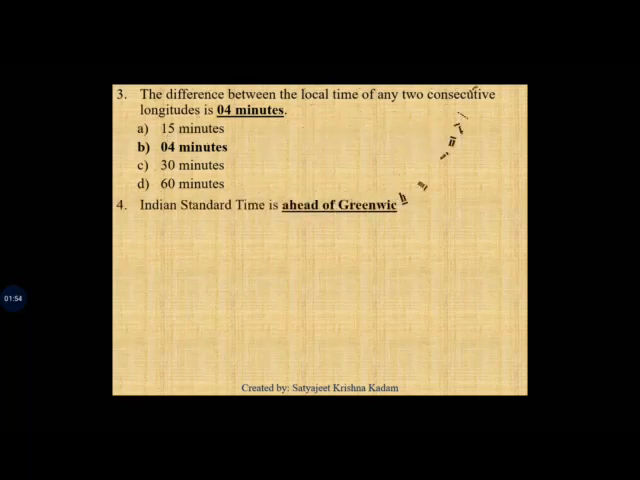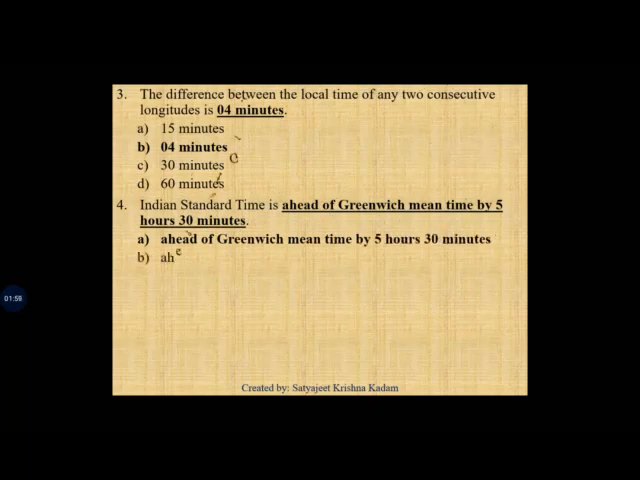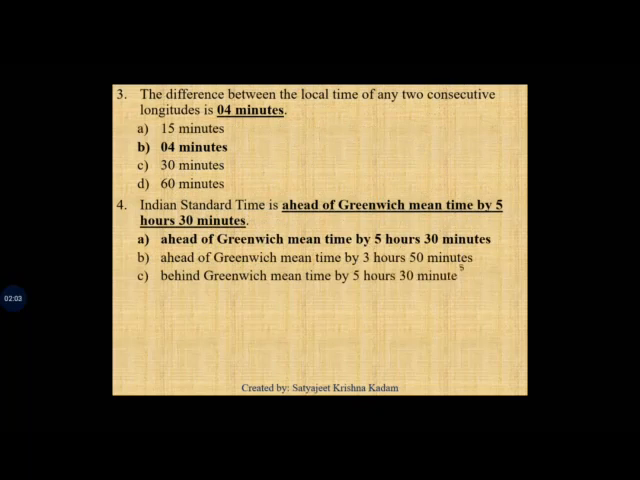Next, Indian Standard Time is dash. A. Ahead of Greenwich Mean Time by 5 hours 30 minutes. B. Ahead of Greenwich Mean Time by 3 hours and 50 minutes. C. Behind Greenwich Mean Time by 5 hours 30 minutes. And D. Behind Greenwich Mean Time by 3 hours and 50 minutes. Answer A. Ahead of Greenwich Mean Time by 5 hours 30 minutes.